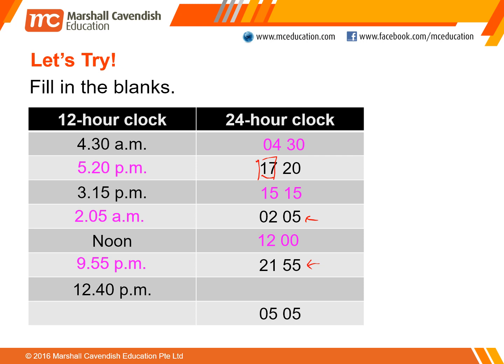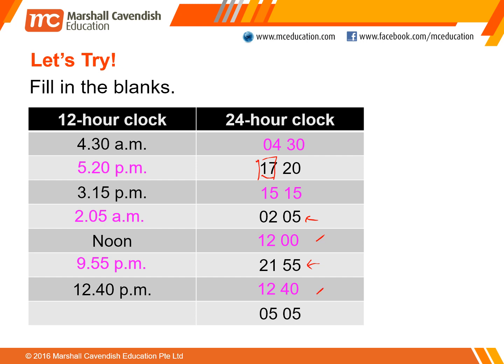Similarly, when I have 12:40 p.m., when I need to write it in a 24-hour clock, I will have to indicate it as 12:40. Why 12:40? Because this is past noon. Noon is 12. This is 40 minutes past noon, so this is 12:40.